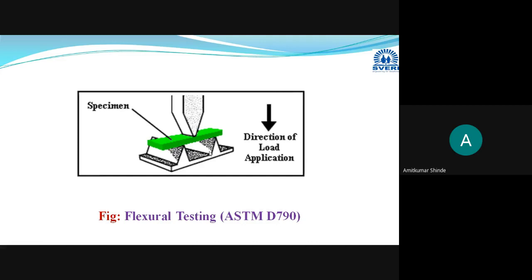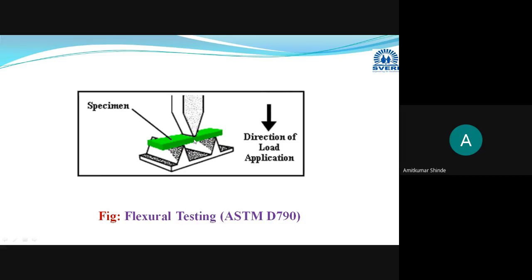The distance between these two supports is approximately 120 millimeter. This rectangular shaped test specimen is put on the two supports, which we keep away from each other at a distance, generally 120 millimeter. And we are going to apply the load exactly at the center of the specimen. This load must act at the center only.